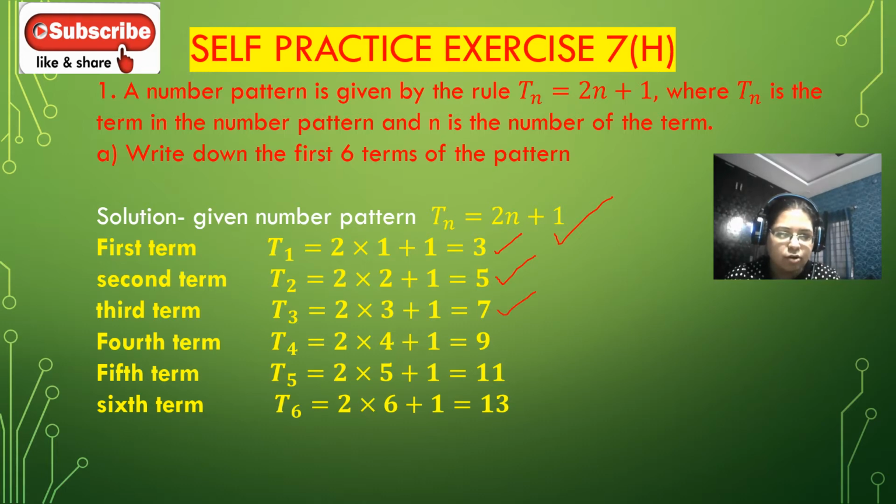Fourth term, when n equal to 4, T4 will be 2 multiplied with 4 plus 1, 8 plus 1 is 9. Fifth term, when n equal to 5, T5 will be 2 multiplied with 5 plus 1, 10 plus 1 is 11. Sixth term, T6 will be 2 multiplied with 6 plus 1, 12 plus 1 is 13. These are the first 6 terms of this number pattern Tn equal to 2n plus 1.